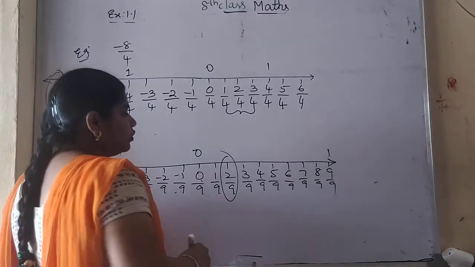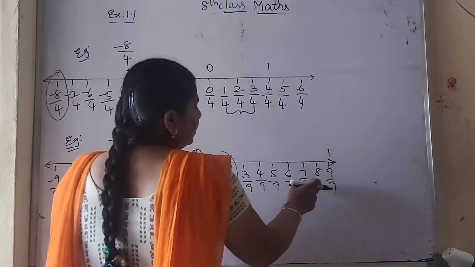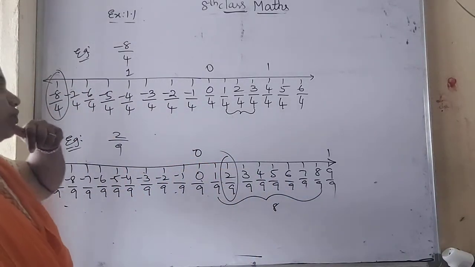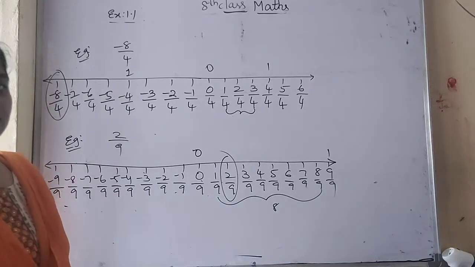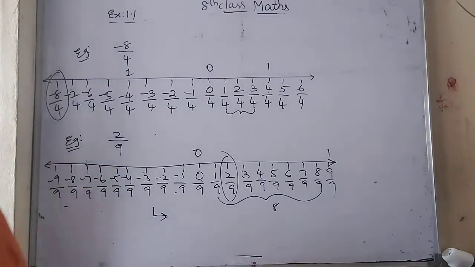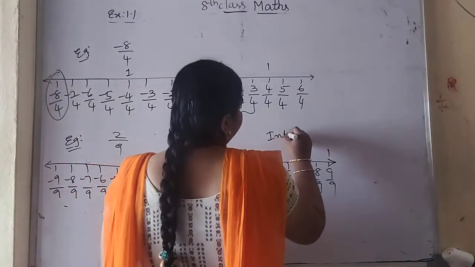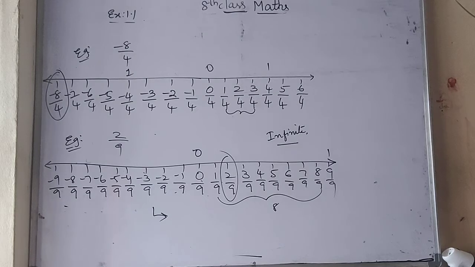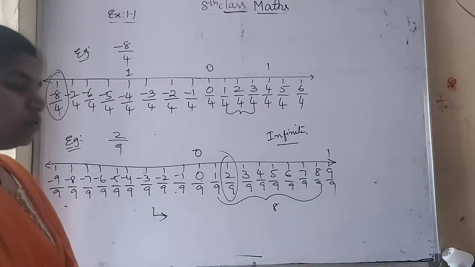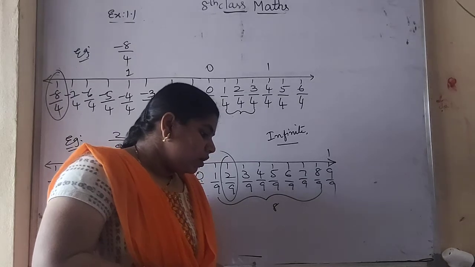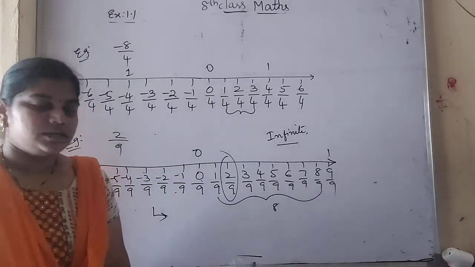So between these, how many rational numbers are there? 1, 2, 3, 4, 5, 6, 7, 8 rational numbers are there between 0 and 1. In the earlier case, you have only 3 rational numbers, but in this case, you have a total of 8 rational numbers. So by seeing this, you can tell between any two rational numbers, you will have an infinite number of rational numbers. Between any two rational numbers, how many rational numbers will be there? Infinite number of rational numbers are there between any two rational numbers. So that is our important point, and this question they will ask in fill in the blanks or choose the correct answer. Okay.